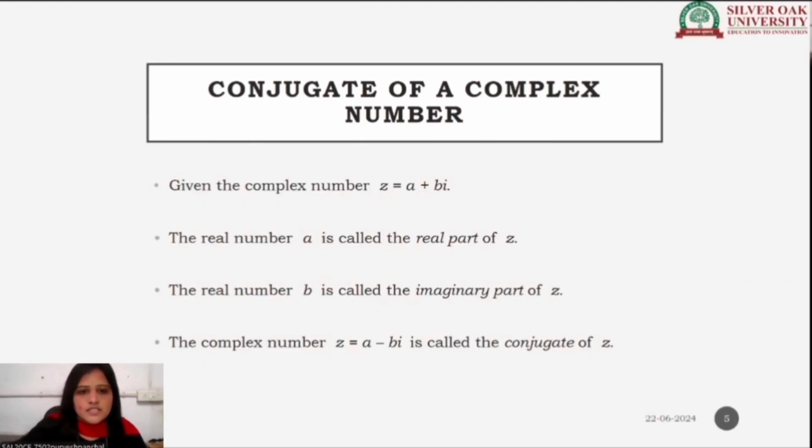Now let us try to understand the conjugate of a complex number. Suppose we are given any complex number z equal to a plus ib. So here a is the real part of z and b is the imaginary part of z. So the conjugate of a complex number is defined as z bar equal to a minus ib. That is what the conjugate of a complex number is. So we can say that if two complex numbers differ only in the sign of the imaginary part, there is only the difference of sign in the imaginary part.